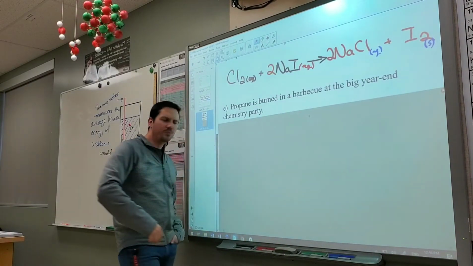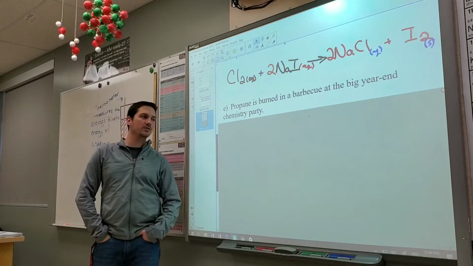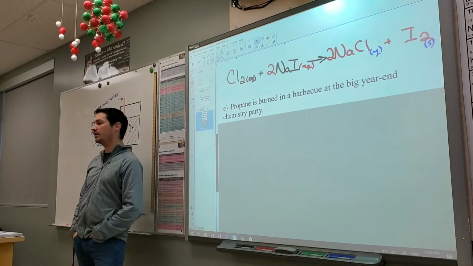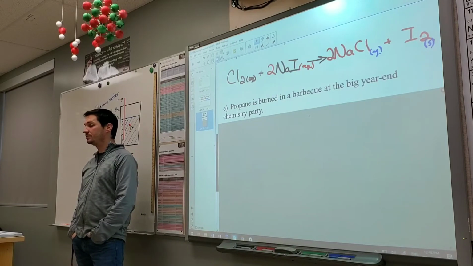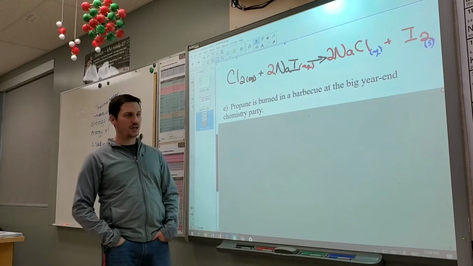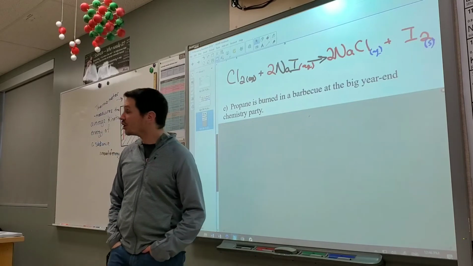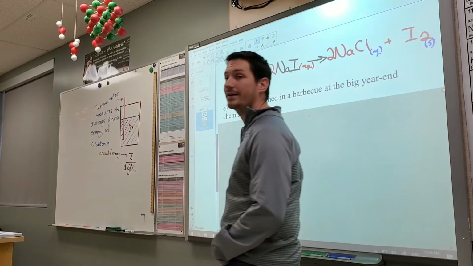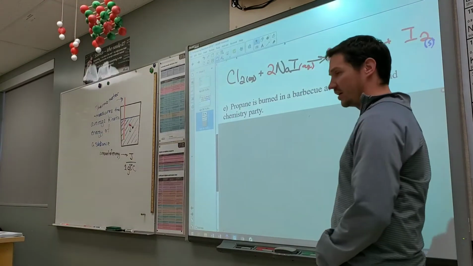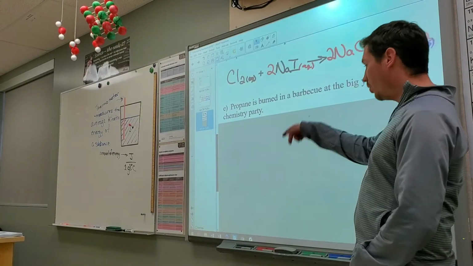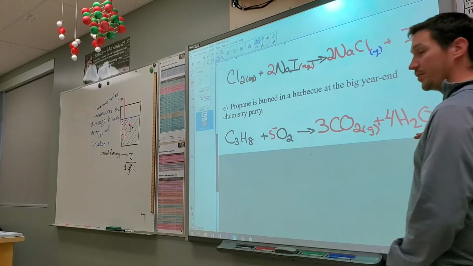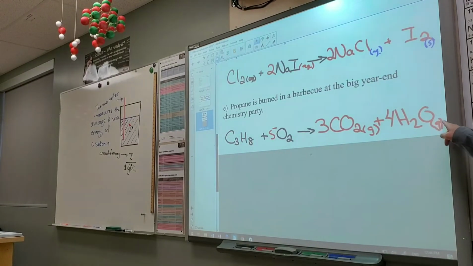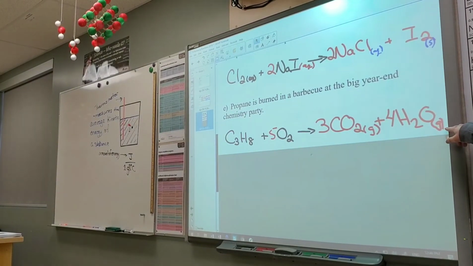Then I asked you to do propane. Propane is burned in a barbecue at the big year-end chemistry party. Okay. Propane. What is the formula for propane? C3H8. And whenever we burn something, we react it with what? Oxygen. Perfect. So when we burn propane with oxygen, we're going to get carbon dioxide and water vapor. This is a big deal. There's a huge difference between liquid water and water vapor.